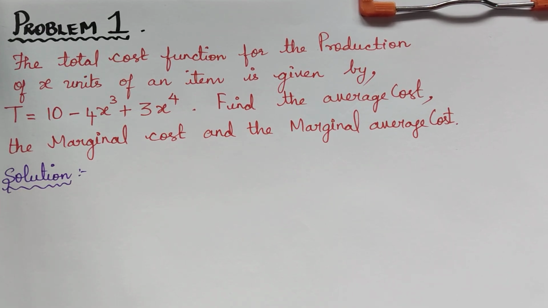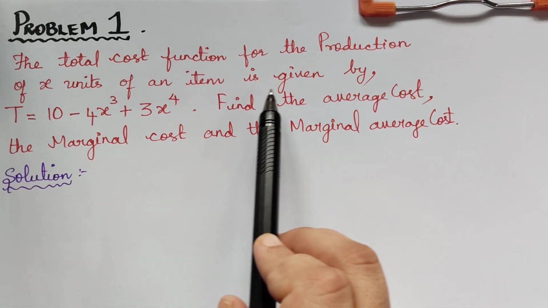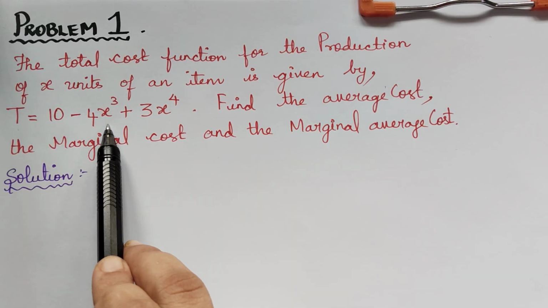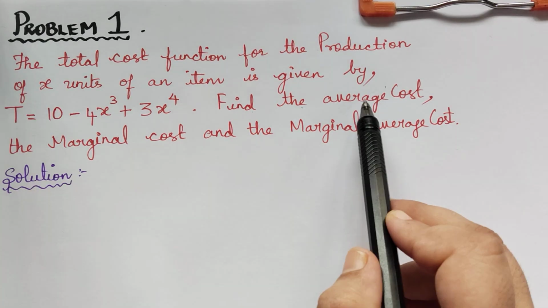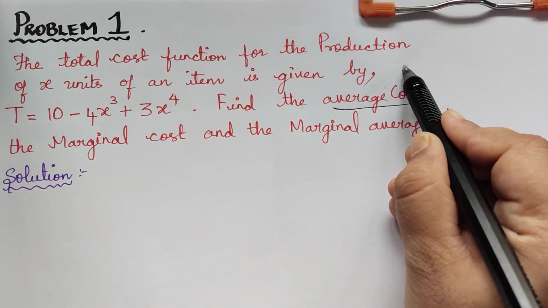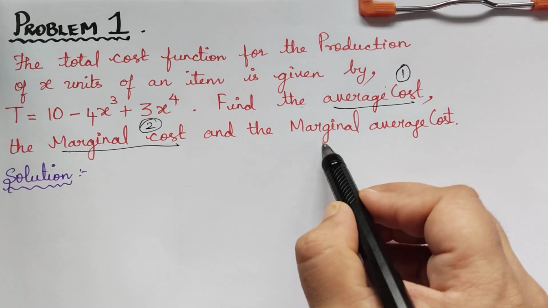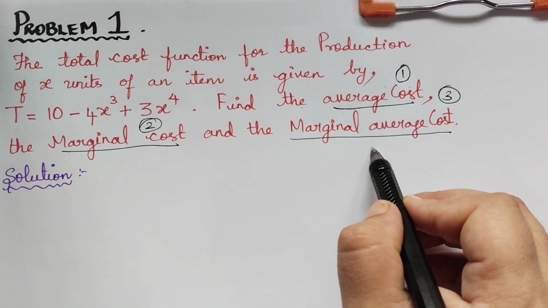Dear students, under the topic Applications of Derivatives, here we have the first problem. The question is: the total cost function for the production of x units of an item is given by capital T is equal to 10 minus 4x cubed plus 3x to the power 4. We are asked to find the average cost first, and then the marginal cost and the marginal average cost. So we have to find all this.